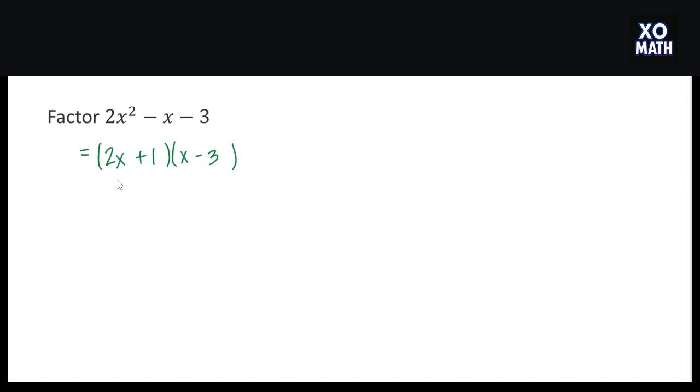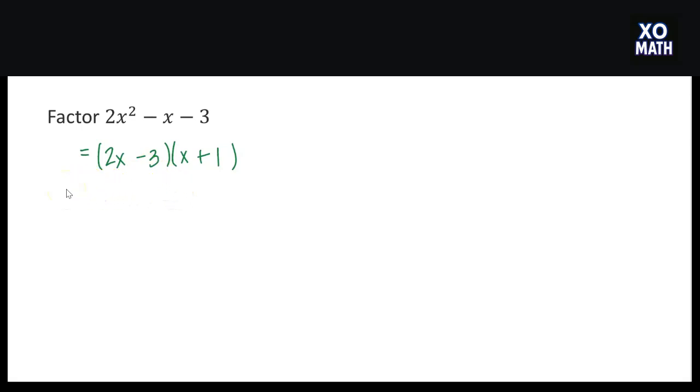So first is 2x squared, as we know. Outer is going to be minus 6x. Multiplying the inner terms is going to be plus x, and I'm going to stop right there. Negative 6x plus x is negative 5x. So that combination of numbers didn't work. So I don't want positive 1 and negative 3. Let's go with negative 3 and positive 1 the other way.